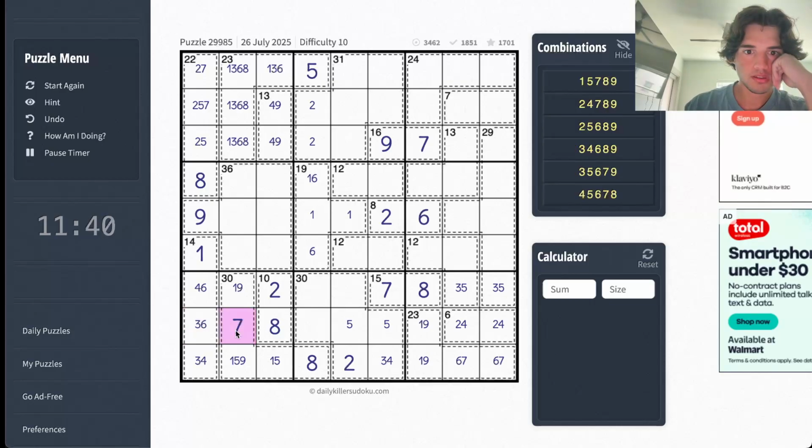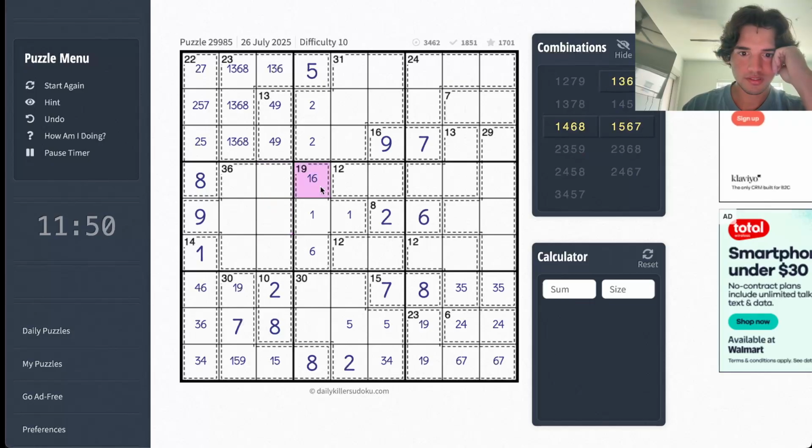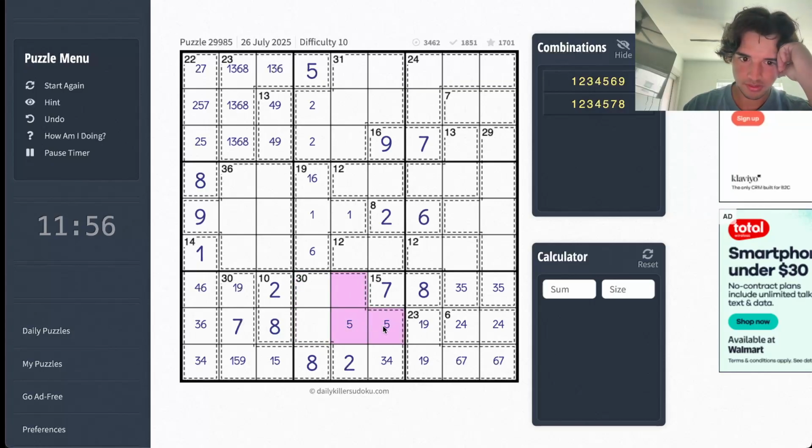Now 7 has to go here somewhere. Man, I'm really lost here. 2s are eliminated. 6s have to go there or there. So that places a 6 somewhere here. Again, it's just not very helpful. And maybe I'm just looking in the wrong spot.